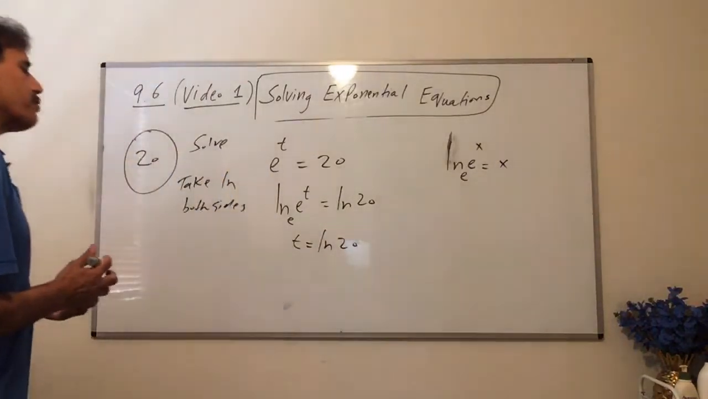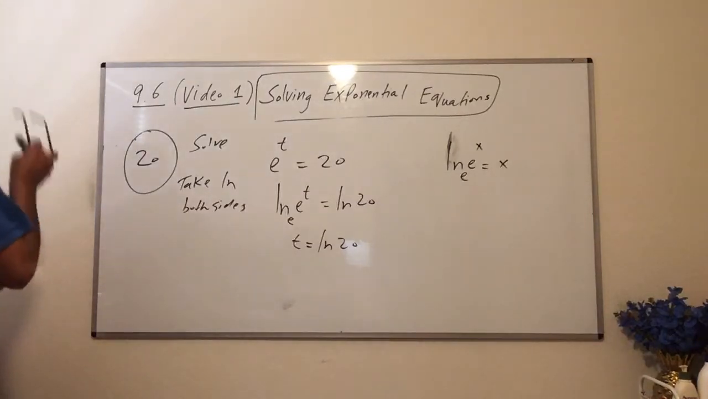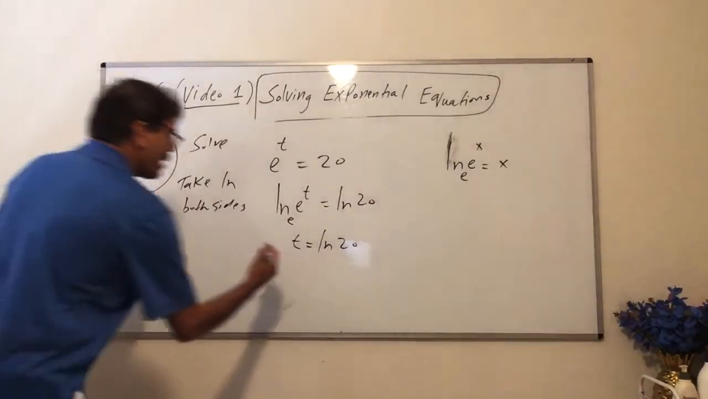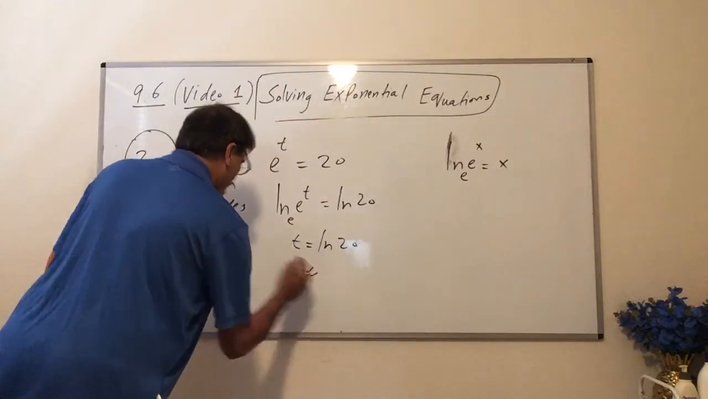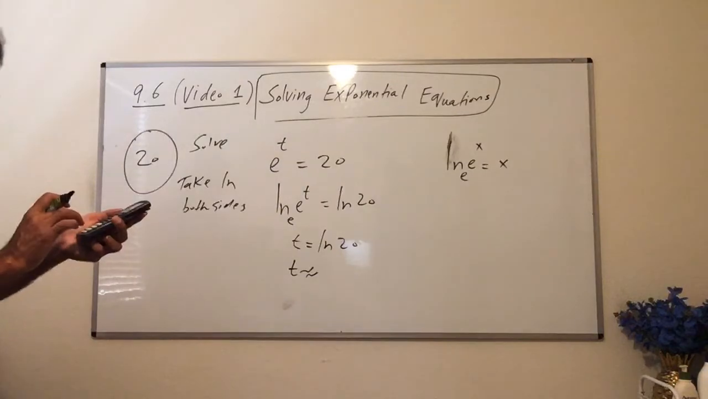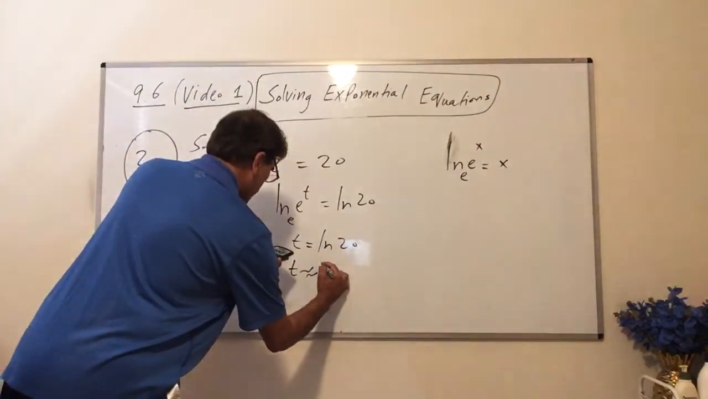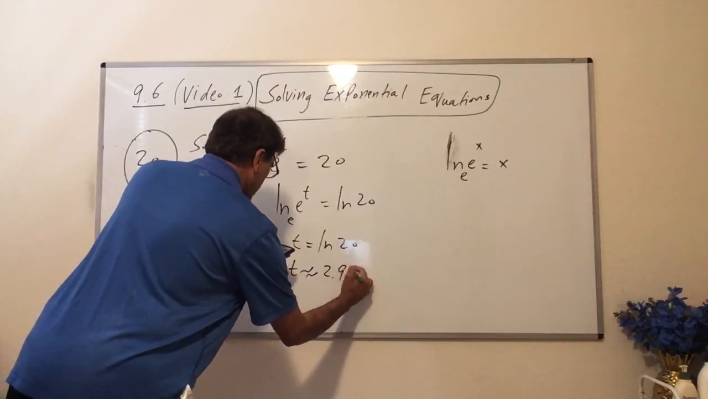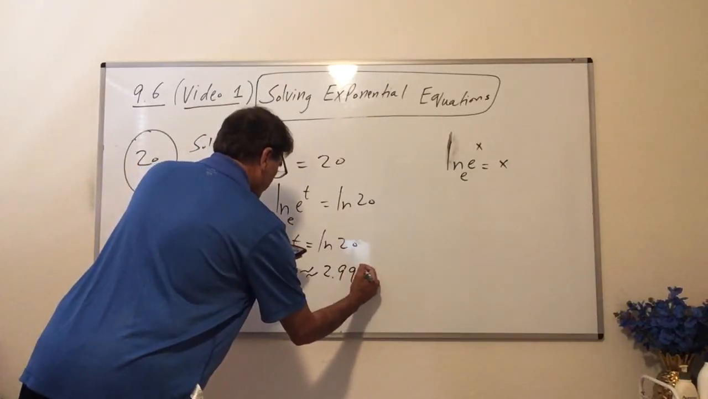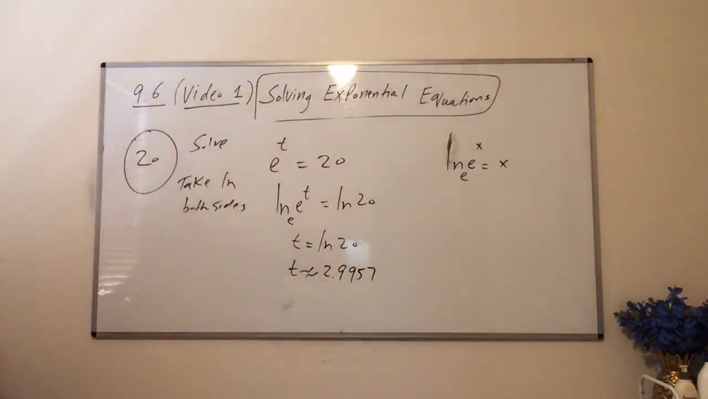If you want to leave it as the exact value, that's the answer. But we can also use the calculator. So t is approximately ln 20. Just click on ln 20 and equal. So this is approximately 2.9957. That's the answer, approximately.